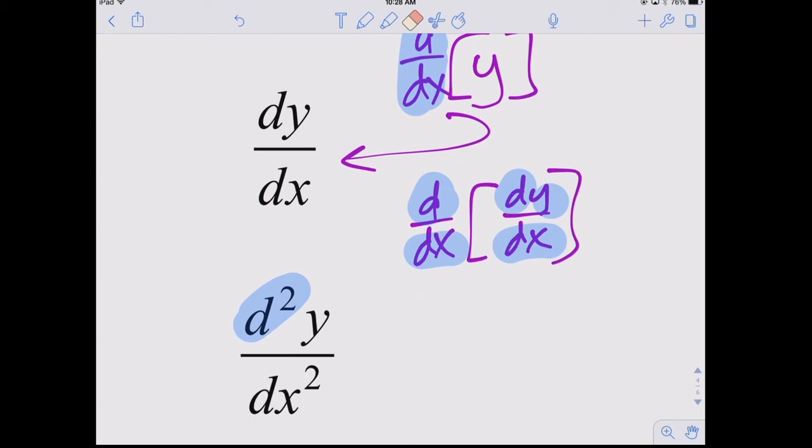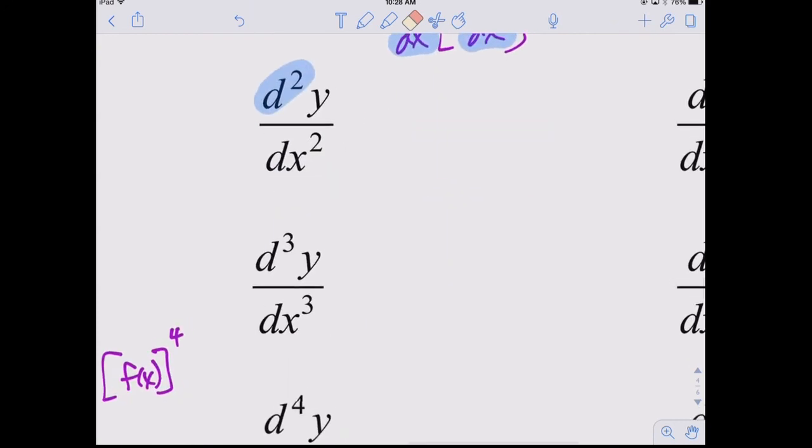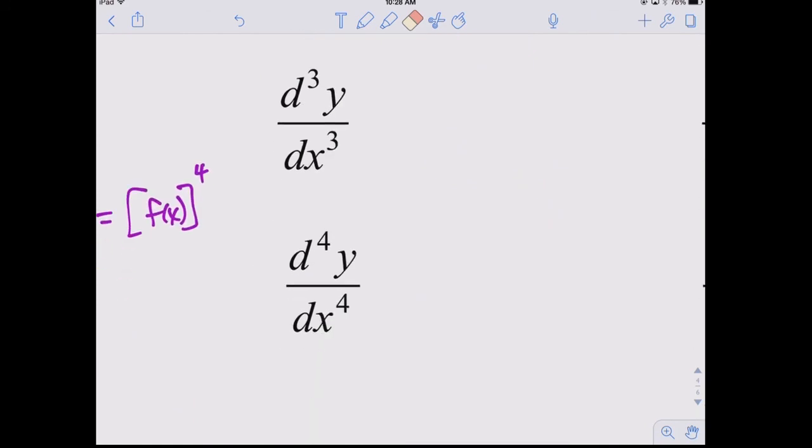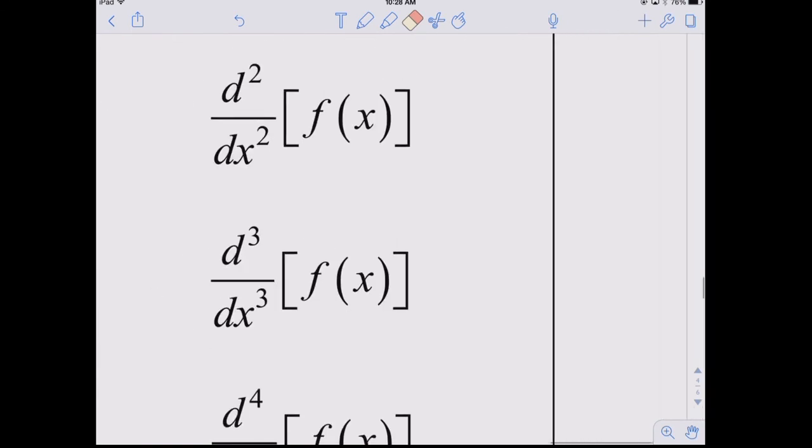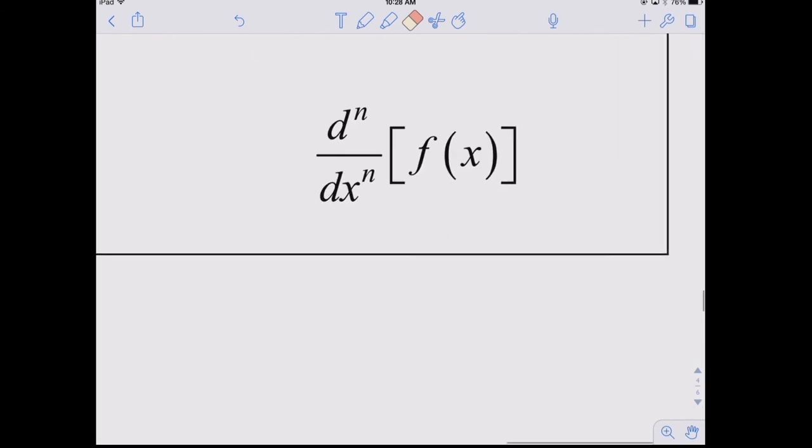We read that as the second derivative of y with respect to x, the third derivative of y with respect to x, and then you don't have to have the parentheses around that anymore. Fourth derivative, and then generally the nth derivative. You could do the same thing with the functions.